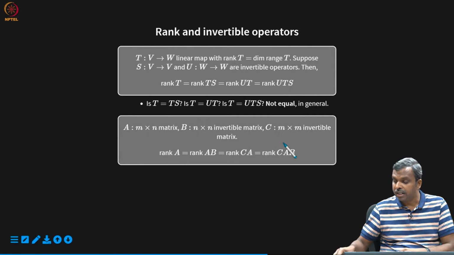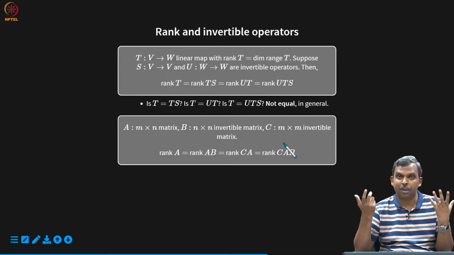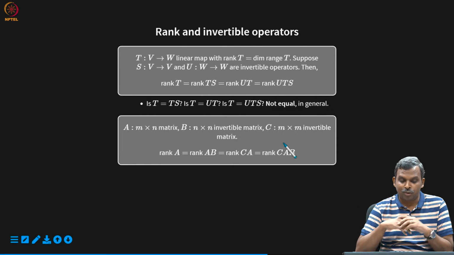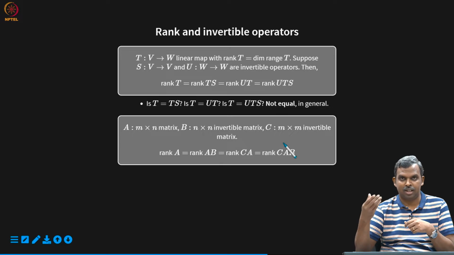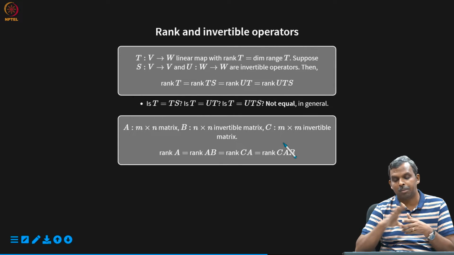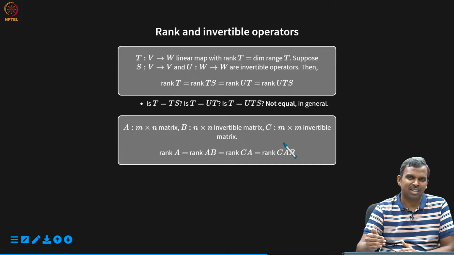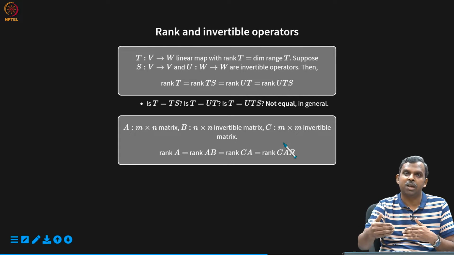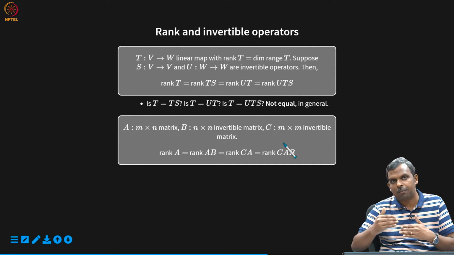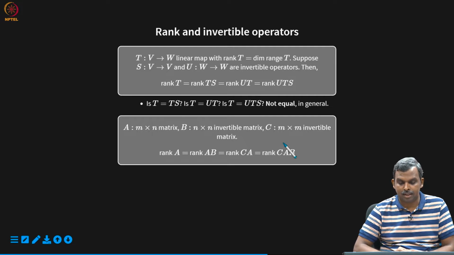So now what is the corresponding result for matrices? In the matrices world, suddenly it might look all very different. If you have an M cross N matrix A, B is an N by N invertible matrix and C is an M by M invertible matrix, then what we are saying from here is rank of A equals rank of AB equals rank of CA equals rank of CAB. Because of the invertibility, rank doesn't change. Both of these are just analogous results. Whether you compose the linear map or multiply with the matrix, you are doing the same thing. So these two are analogous results.